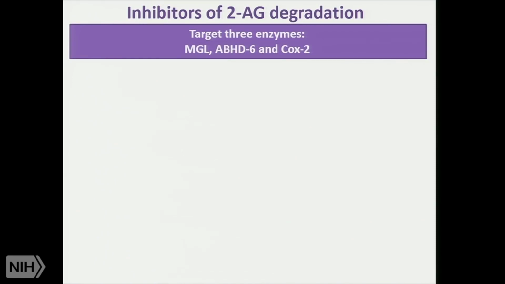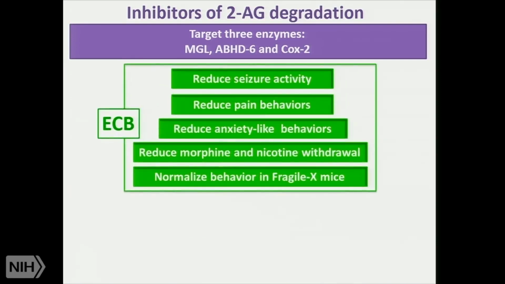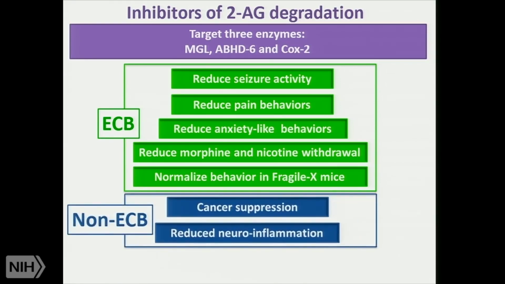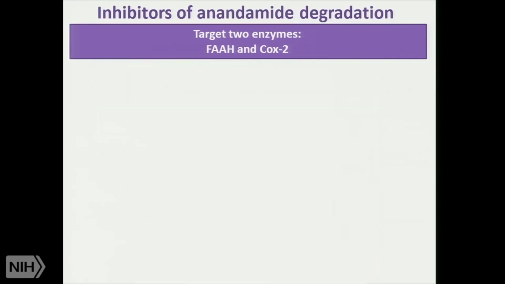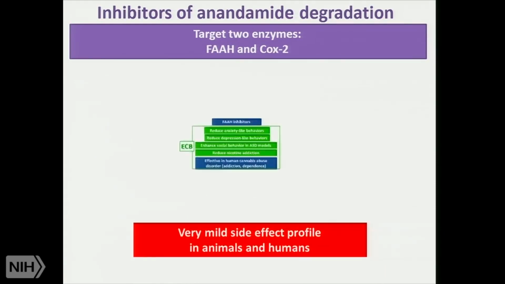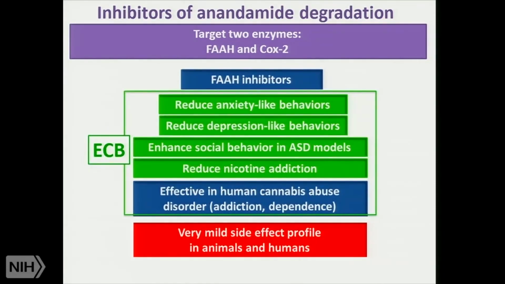This can be done by using inhibitors of 2-AG degradation, which target three main enzymes. They're called monoacylglycerol lipase, which Dr. Cravatt described, ABHD6 and COX-2. And these compounds have been shown in animal models so far to do a number of interesting things, which are listed here. But these compounds also have non-endocannabinoid functions, which include cancer suppression, reduced neuroinflammation, etc. Relatively mild side effects.